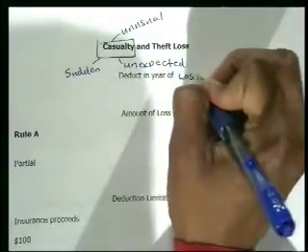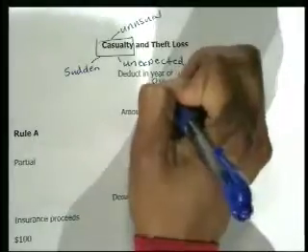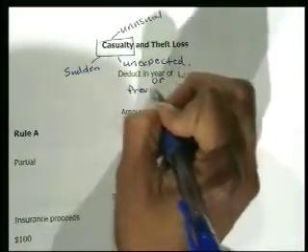Okay, now these casualty losses are deducted in the year of the loss. So normally they're deductible in the year of the loss, or you can even deduct them in the previous year.